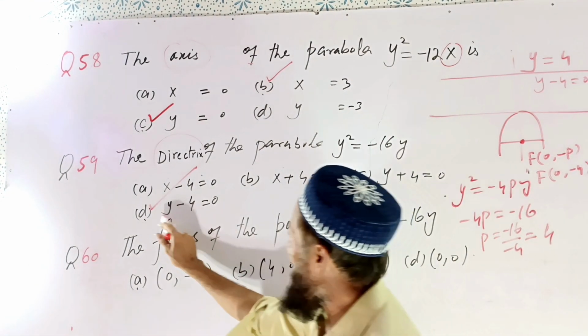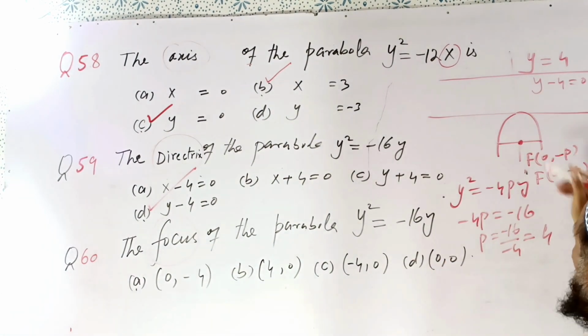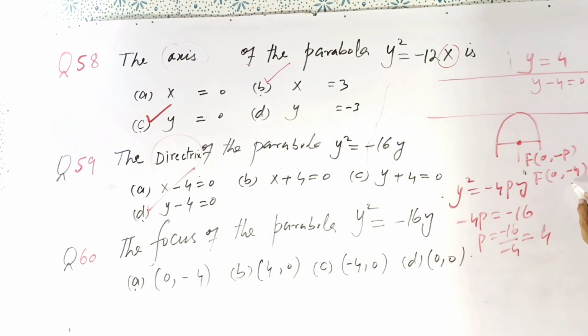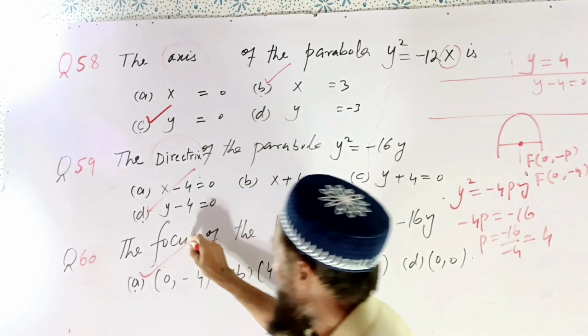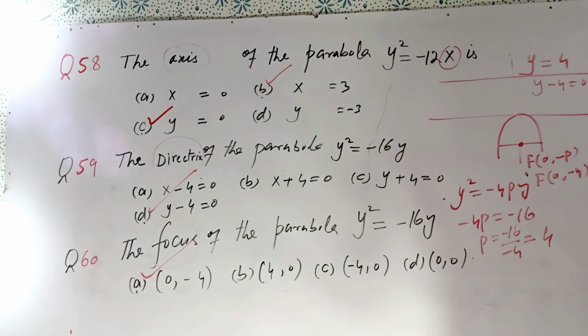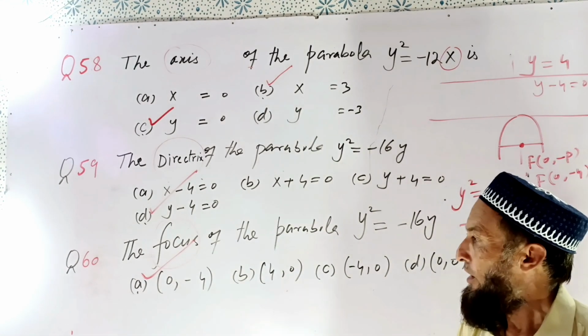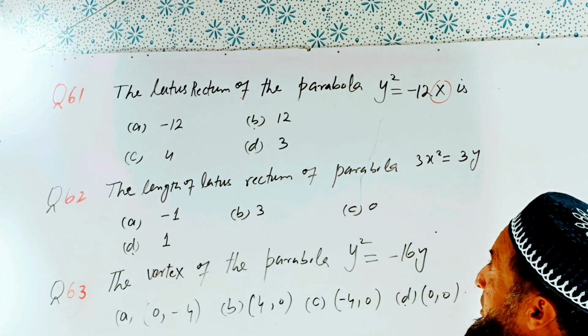Now the focus of the parabola x square minus 16y, a downward parabola, so the focus will be 0 and minus 4. We have already found this: 0 and minus 4. Here A is the correct option according to this formula. So option A is the correct option.